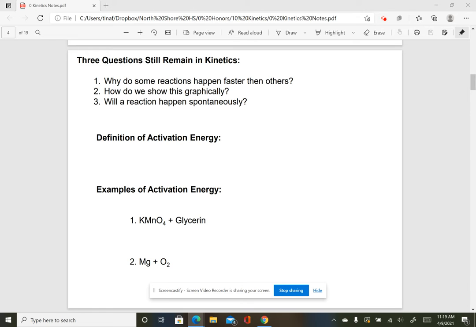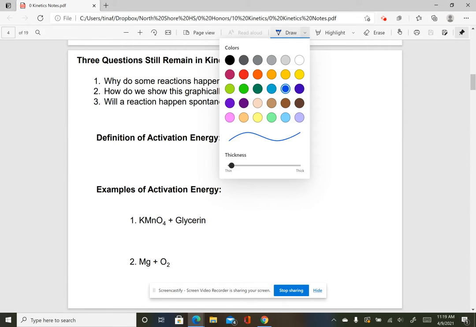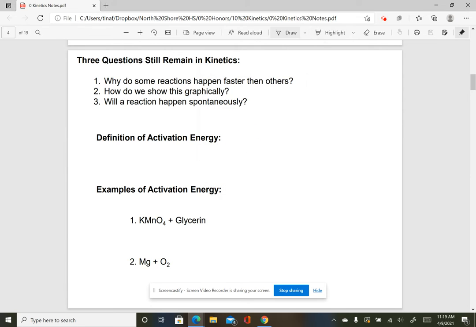Hi guys. So in this video, we have three questions still to talk about as far as the whole kinetics unit goes. In this next video, we're going to look at questions 1 and 2, which are why some reactions happen faster than others, and how we can show this using a graph. So, before we get into what the graph looks like, we need to talk about what activation energy is.